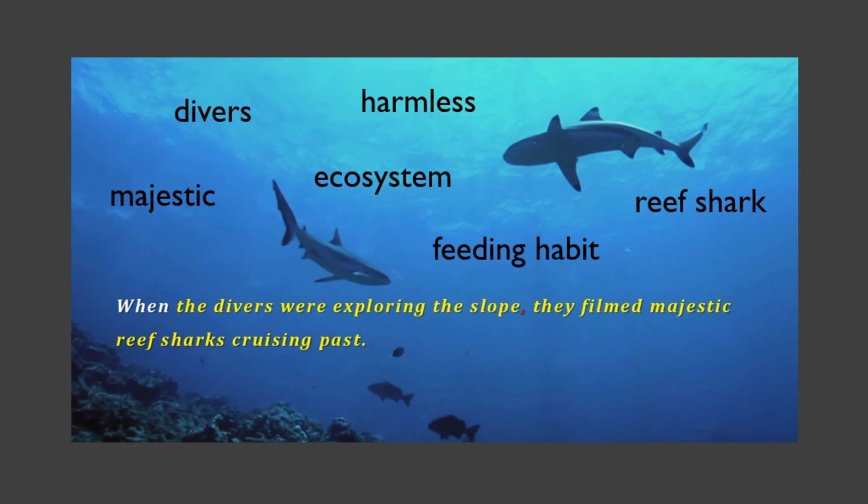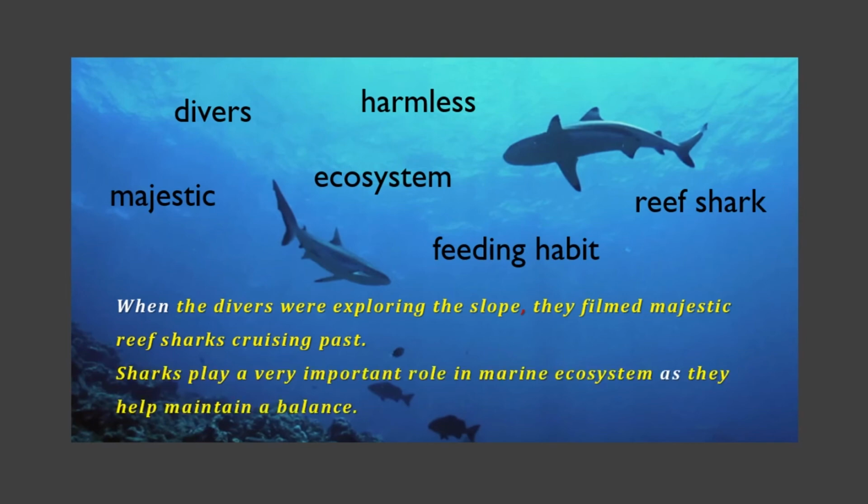Why? Because the word when is helping me to join these two clauses together, okay? So we don't need a comma there. Now let's look at the second sentence. Sharks play a very important role in marine ecosystem as they help maintain a balance. Of course, sharks are at the very top of the food chain, right?